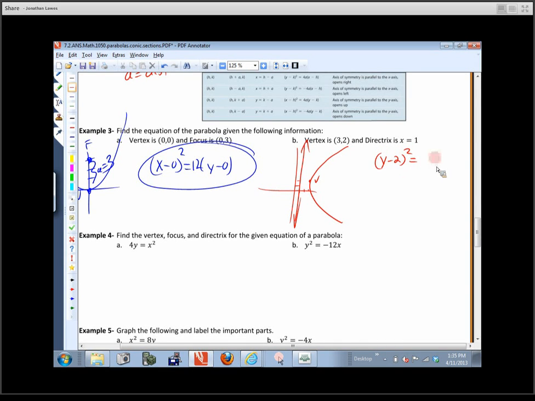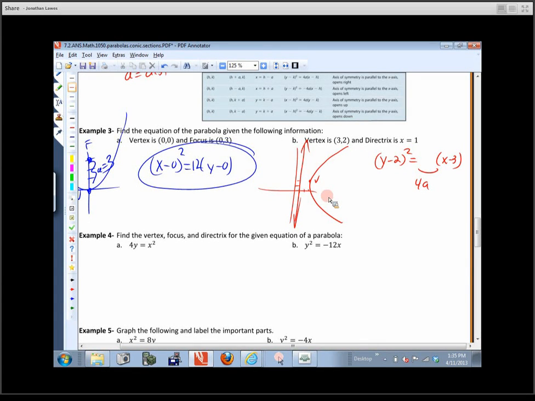I'm going to leave a space here to put the 4a stuff, and then this is going to be (x - 3). And I need to figure out what number goes here. The number that goes there is going to be 4a, either positive 4a or negative 4a. Is it positive or negative? Positive. Why? Because it opens to the right. Okay, so we know that's going to be positive.